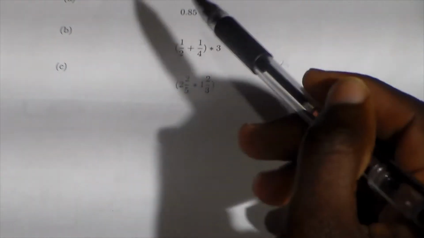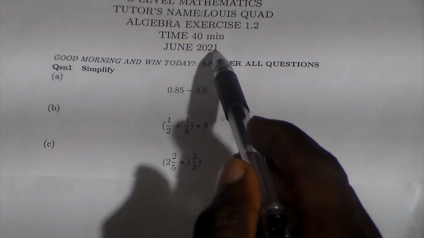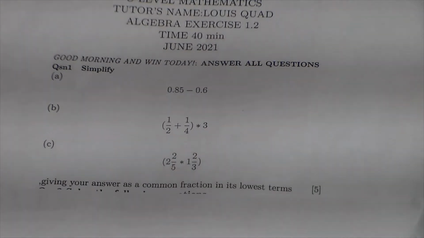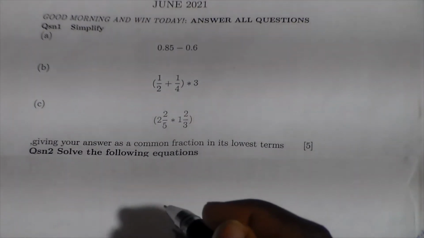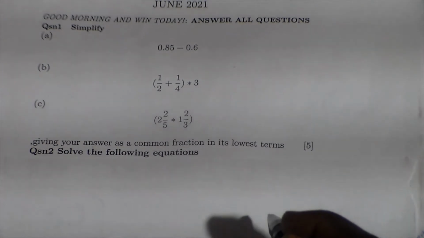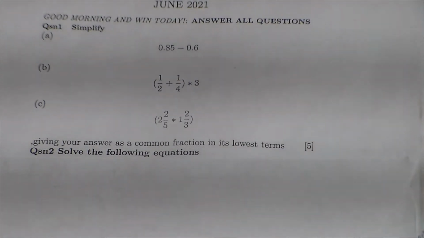Okay. This is Ordinary Level Mathematics with tutor Louis Quad, on my Algebra Exercise 1 part 2. The time was 40 minutes. It was written in June 2021. It is for those who are in JC, Junior Ordinary Level Mathematics. Okay. Good morning, and today they were supposed to answer all questions.